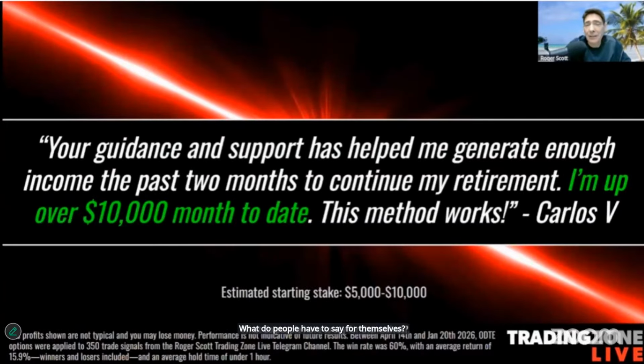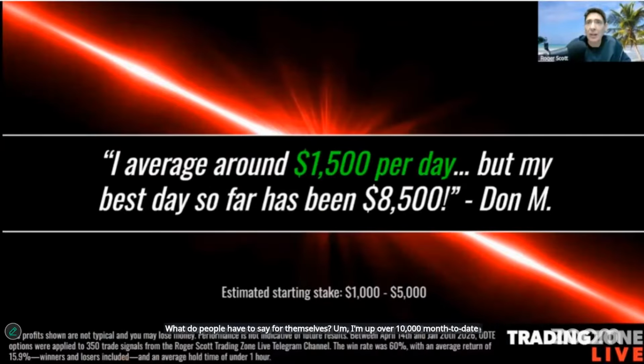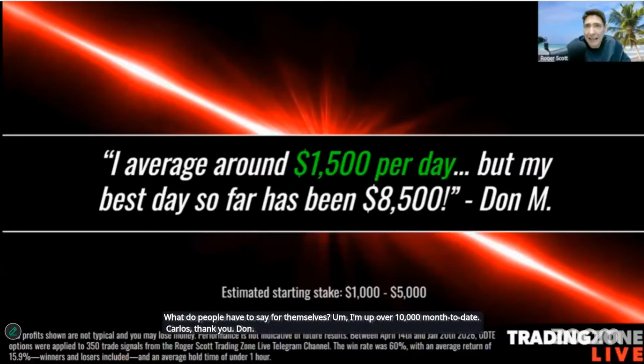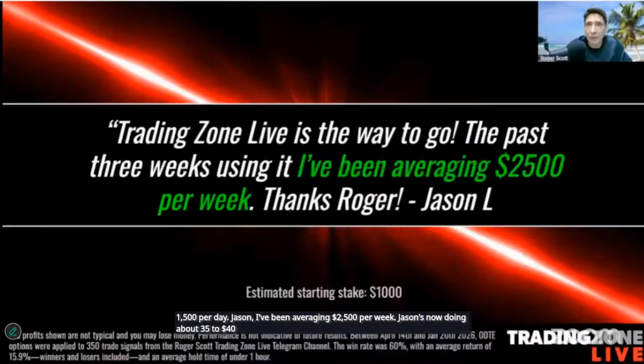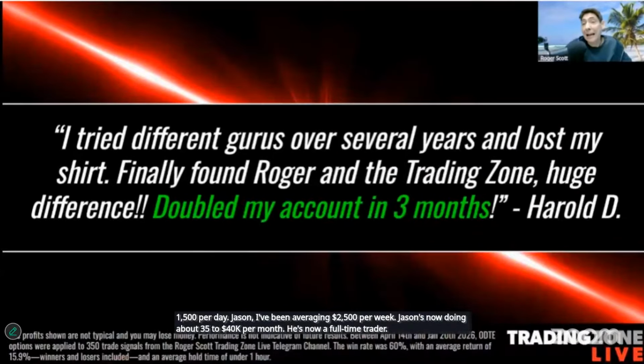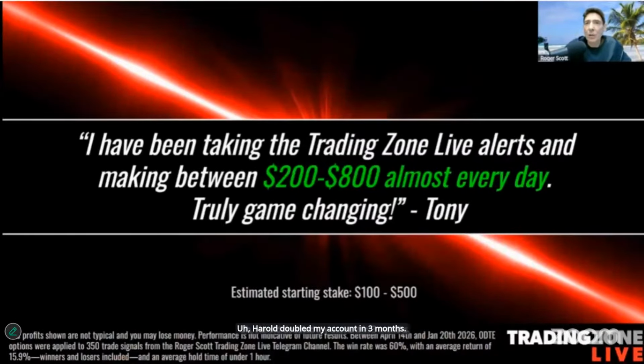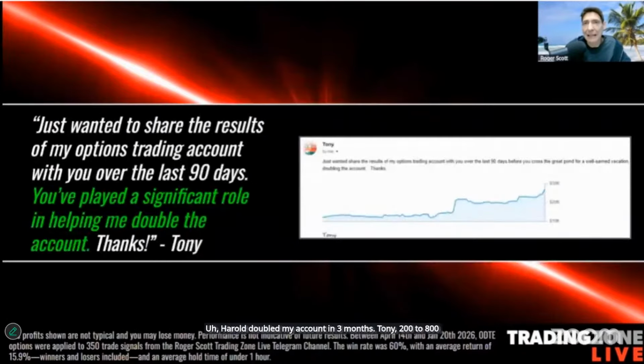I'm up over 10,000 month to date. Carlos, thank you. Don, 1,500 per day. Jason, I've been averaging 2,500 per week. Jason's now doing about 35 to 40K per month. He's now a full-time trader. Harold, doubled my account in 3 months. Tony, 200 to 800 almost every day. This is Tony sending us a screenshot of him doubling his account.